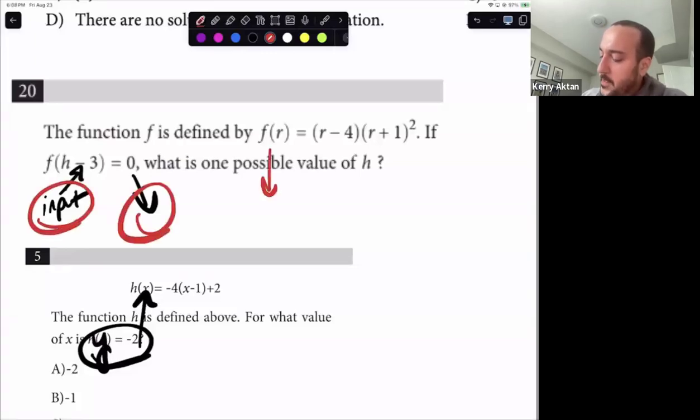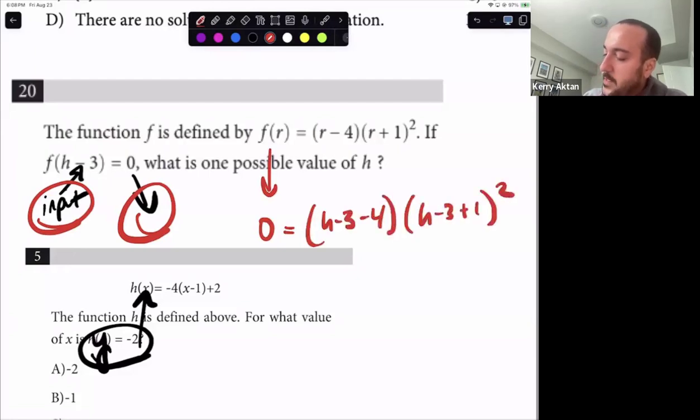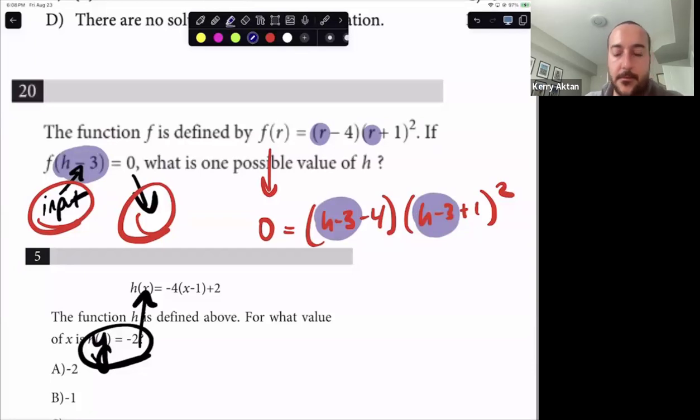So I'm going to pop in this as 0 equals h minus 3 minus 4, h minus 3 plus 1 squared. Look at what I did. Every time I saw an r, I popped in h minus 3 because that's what it said. At that point, what are your final answers? What values actually zero this out? Both 7 and 2. Good job, Tiago. That's exactly right. It could be either of those answers, but yeah, that's the idea.